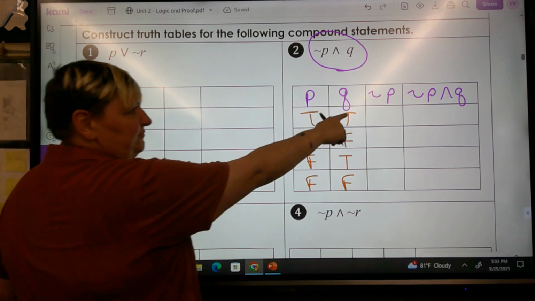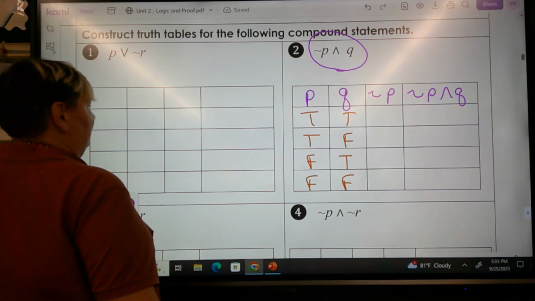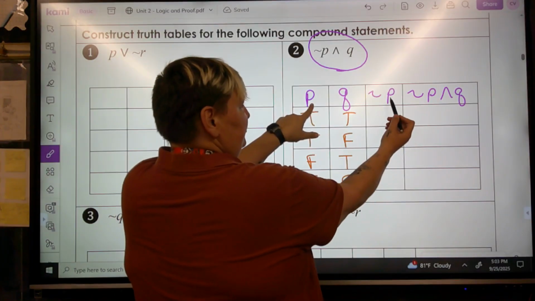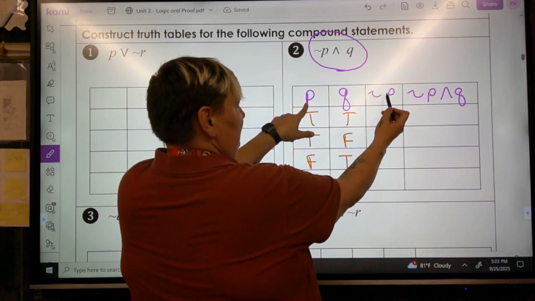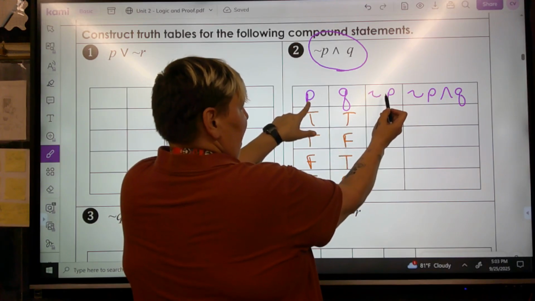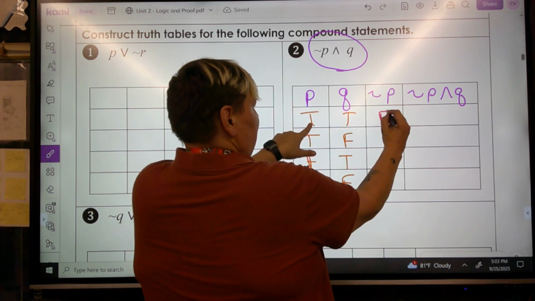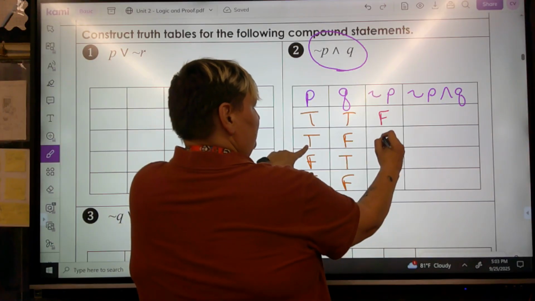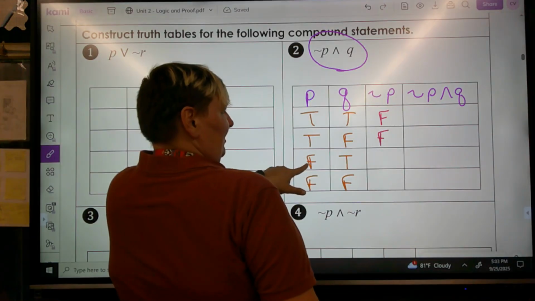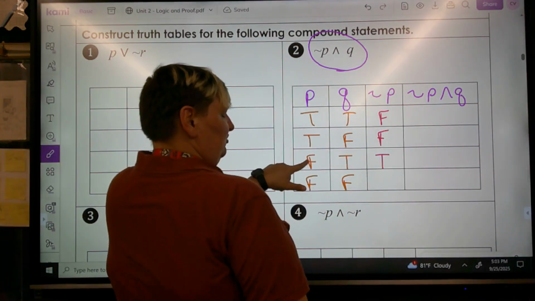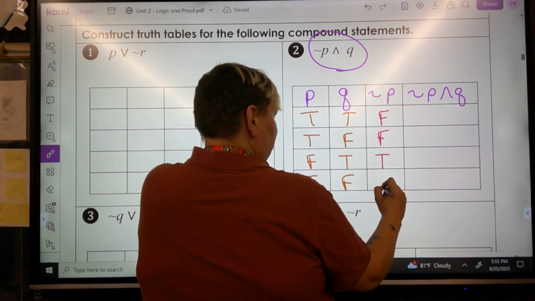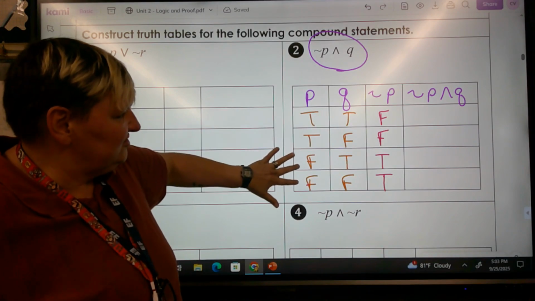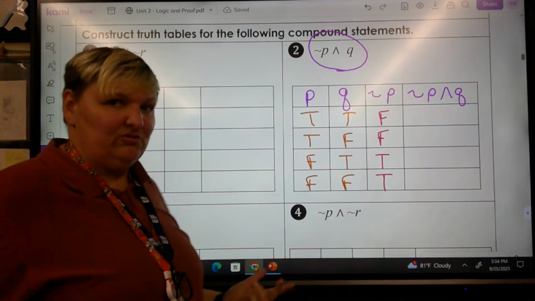Now, not P, remember, is the opposite of P. So make sure you're on the right column, P and not P. If P is true, not P is false. It's the opposite, whatever the opposite is. If P is false, not P is true. It's just the opposite. This is true, true, false, false. This is false, false, true, true. It's literally the opposite.